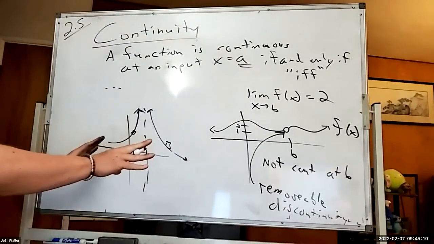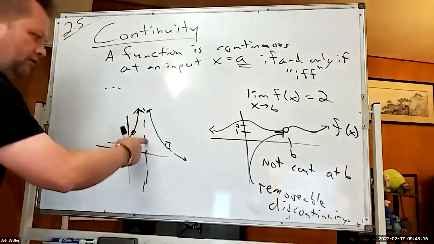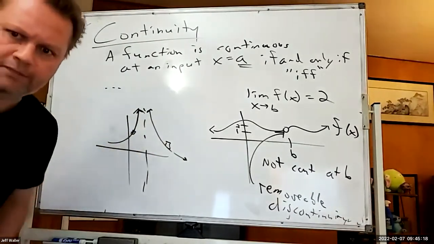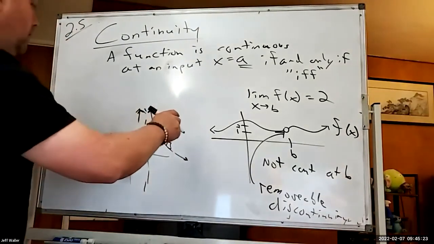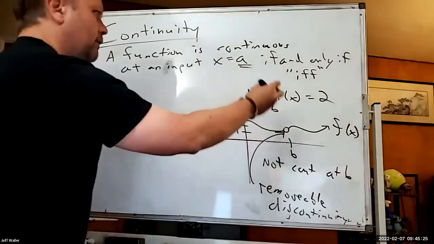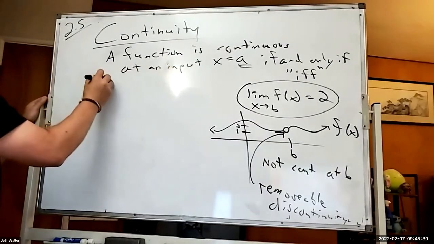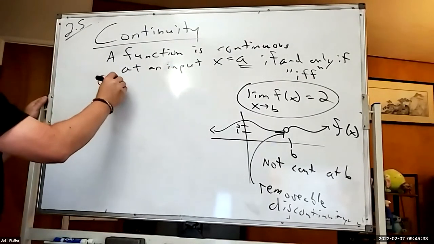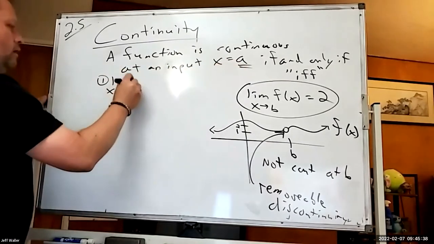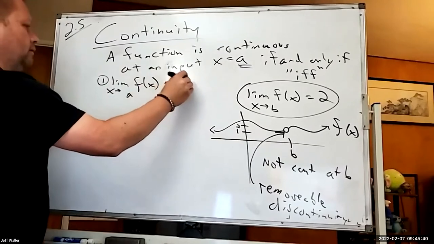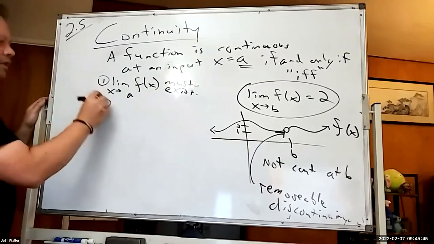So those are three kinds: removable, jump, infinite. Those are the three kinds of discontinuity. In this case, the limit does exist. So let's go back to, I'm really sorry for your notes. One, the limit as x goes to a of f of x must exist. That's number one. The limit has to exist.